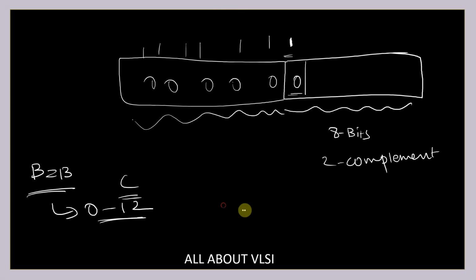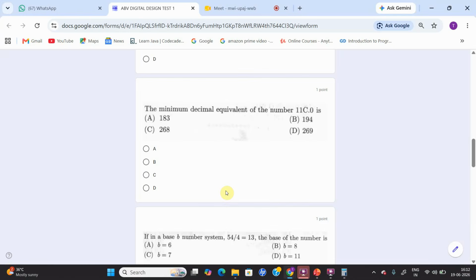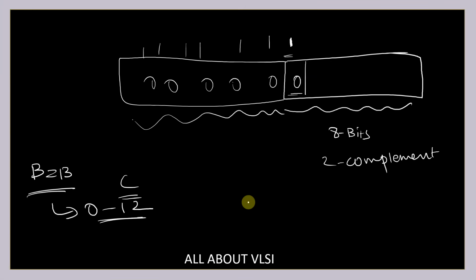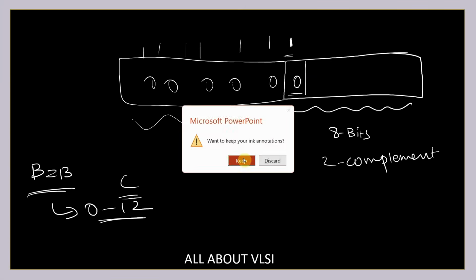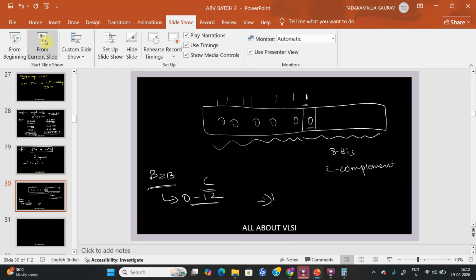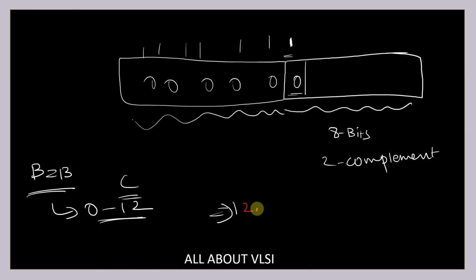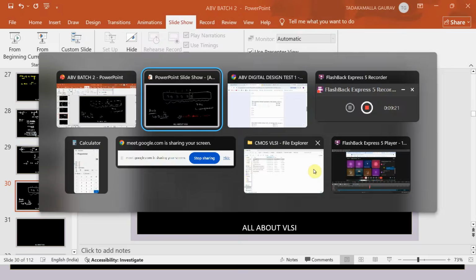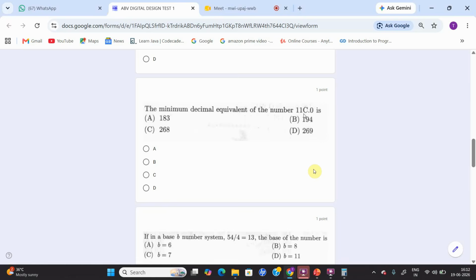Now, what are we going to get? 12 into 13 power 0 plus, sorry, plus 1 into 13 power 1 plus 1 into 13 power 2. That is what we are going to get now. Yeah, 1 into 13 power 2.